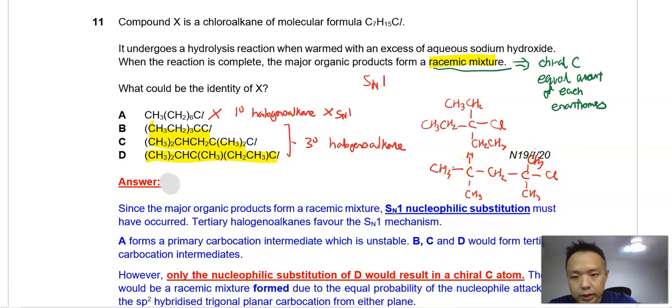So it's again tertiary. But more importantly, you realize that for B and C, you do not have any chiral carbon. Because why? In this case, there's no chiral carbon because this carbon here is connected to 3 similar groups.